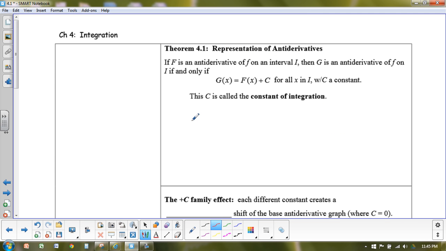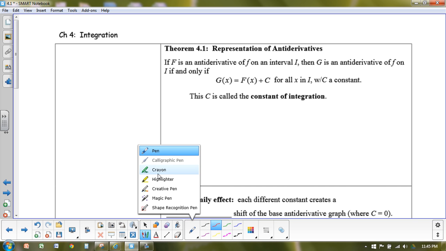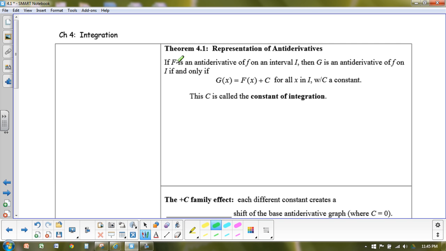Okay, so representations of antiderivatives. If capital F is an antiderivative of little f, and then they're telling you capital G is an antiderivative of little f, so they're giving you two different options. Capital F is an antiderivative, capital G is an antiderivative, they both are. Well, then how are they connected? This theorem tells you that those two are connected to one another in the sense that G is the exact same as F with the exception of a constant that you could add. The constant C is called the constant of integration.